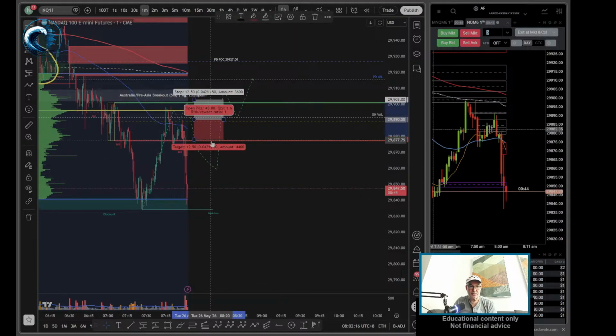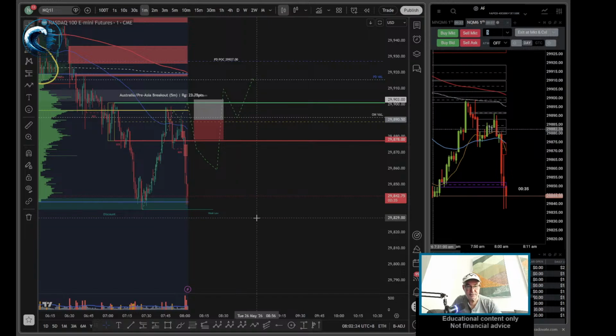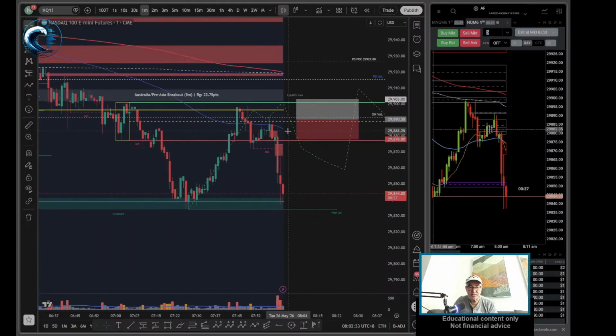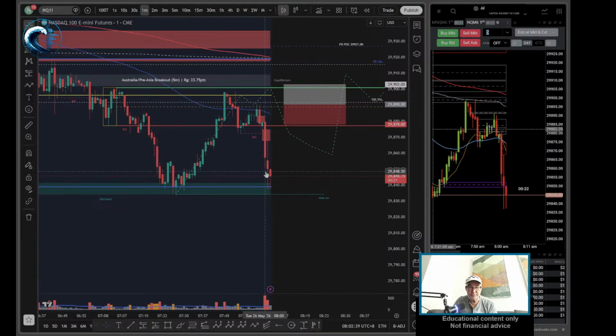That would have been a nice move. I wanted 2 contracts, but I wouldn't have got in with 2 contracts there. But that would have been nice. Because really, I might have got out there. I'm just looking if I would have kept the runner going, but probably would have got out here.